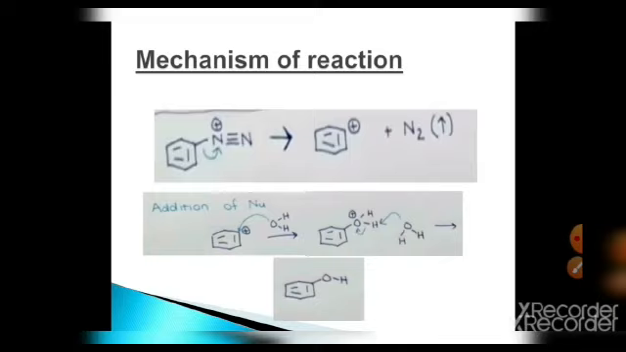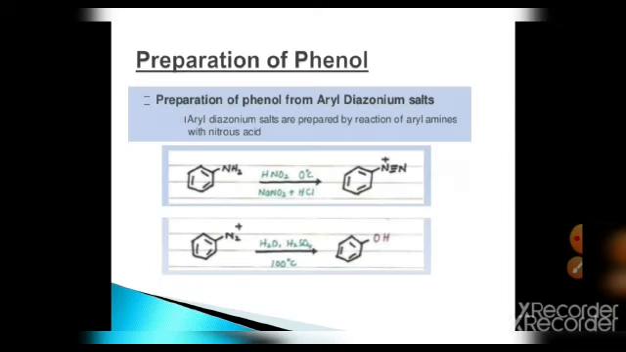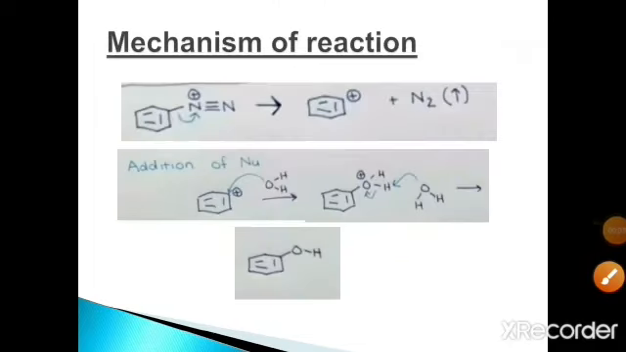Now going back to the reaction here, in the first step, the amine in the presence of nitrous acid is converted into an aryl diazonium ion. This aryl diazonium ion in the presence of water and sulfuric acid is converted into phenol. These are some of the methods for the preparation of phenol.